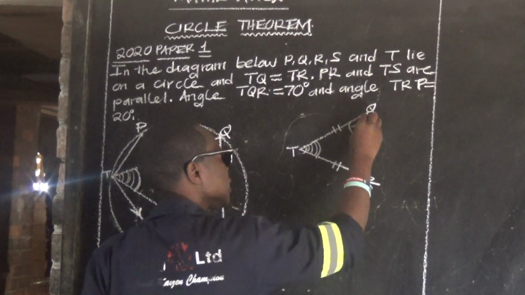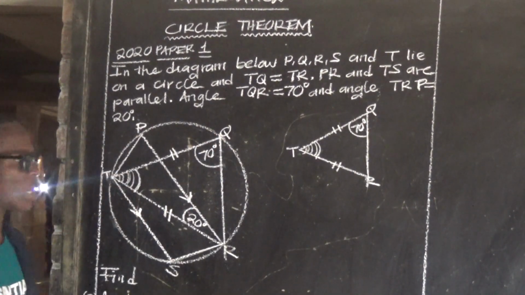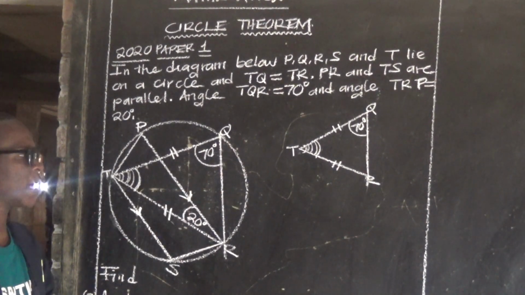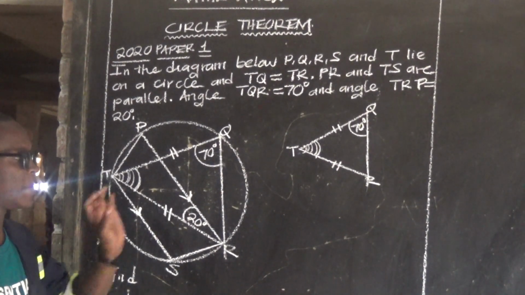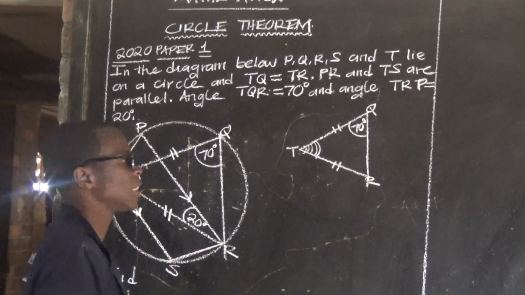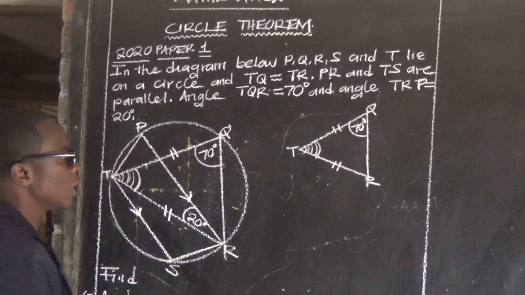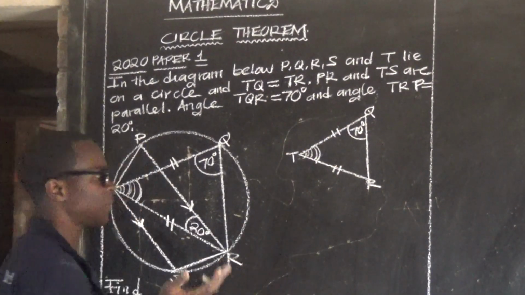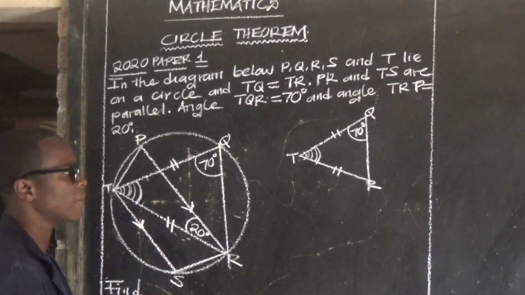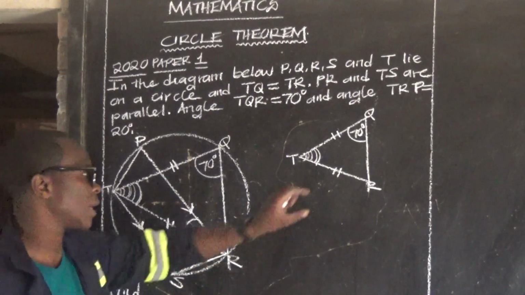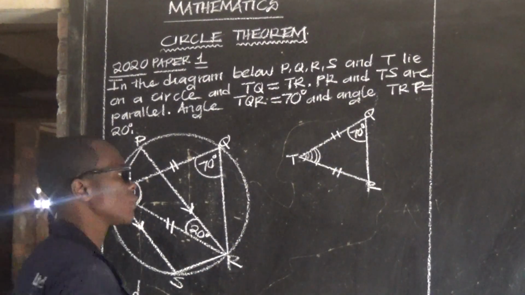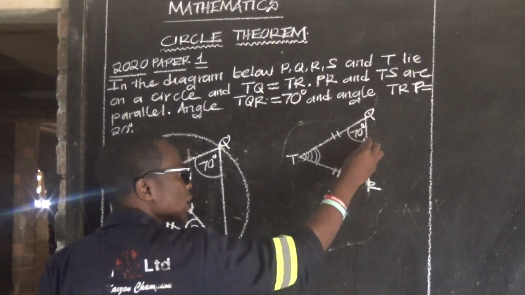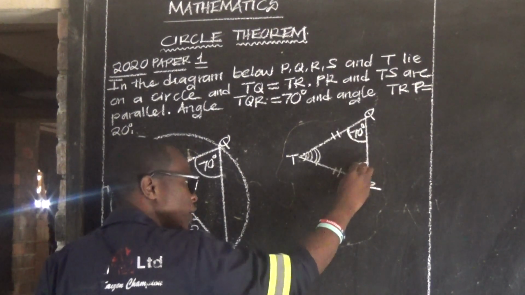Now we know that pertaining to angles, the base angles of an isosceles triangle are equal. Remember that property? Since this triangle is an isosceles triangle, which angles make the base angles? The base angles are angle R and angle Q. So these angles are the base angles of an isosceles triangle.